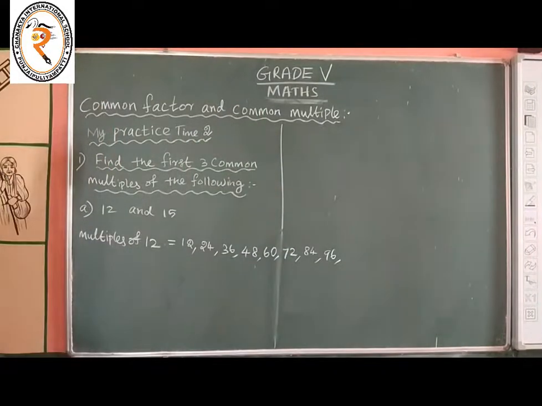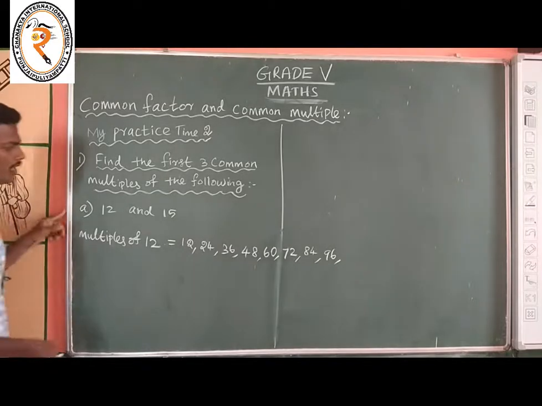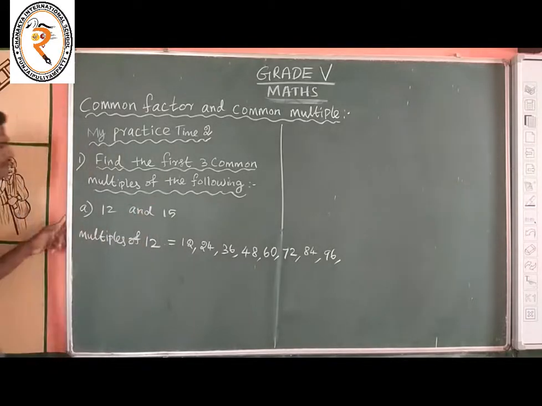Our next topic is common factor and common multiple. My practice 2, first question: find the first 3 common multiples of the following. Question A, 12 and 15.